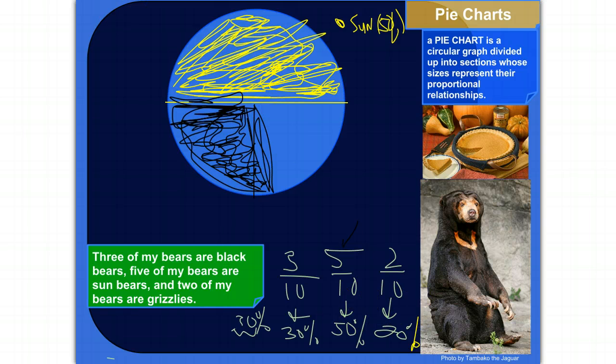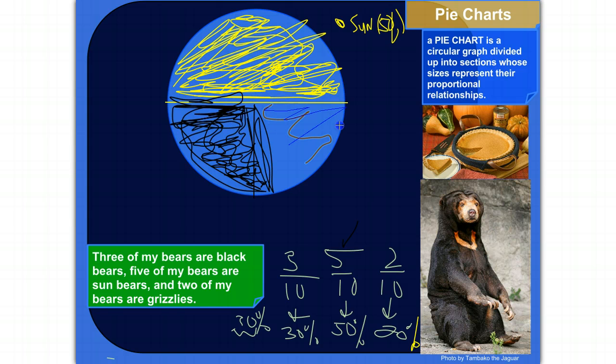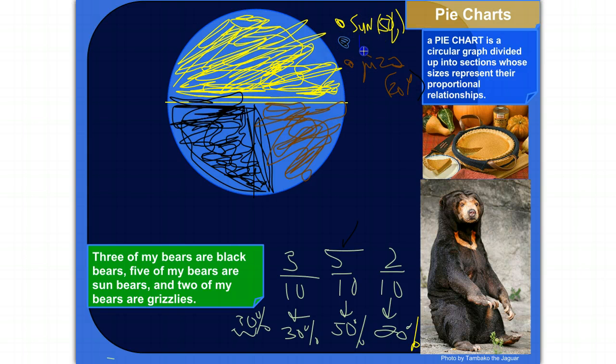So if that's grizzly bear, let's make that black, I guess. Oops, or brown, I mean. That would be clearer. And we'll label that. So that's the grizzly. That's 20%. And I needed to label my black bears here. Probably can't see that. Black. Something like that. So it's a visual representation of these percentages.